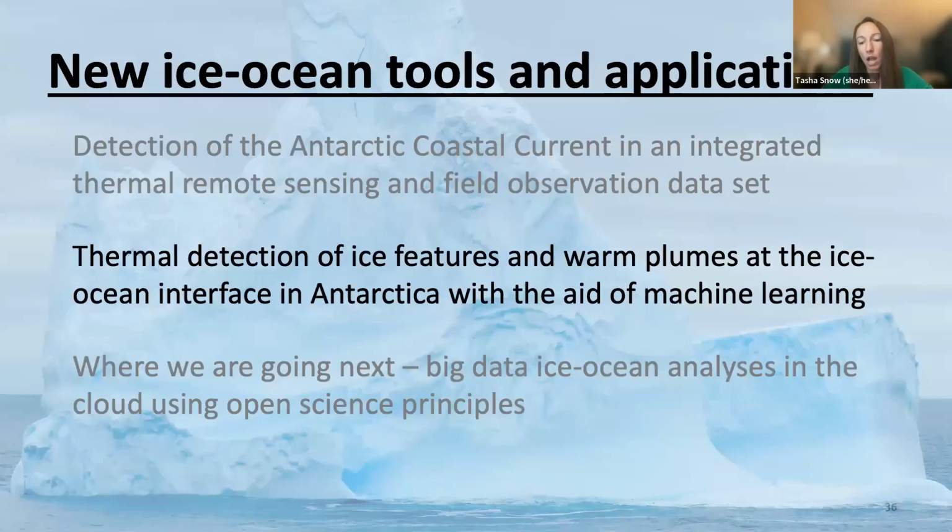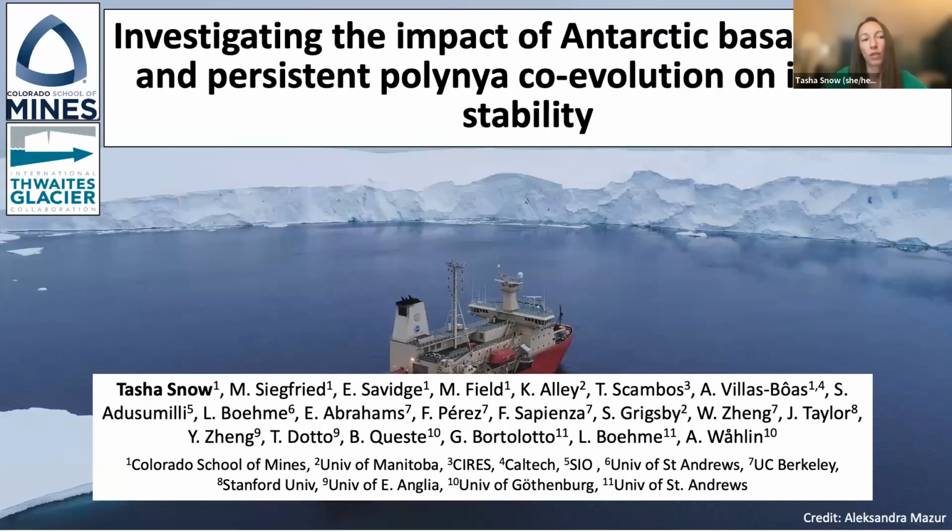Now, moving on, I'll talk to you a bit about how we can study various tiny features around all of Antarctica using the aid of machine learning. This is work that is done in collaboration with the International Thwaites Glacier Collaboration. I'll explain in a moment what basal channels and persistent polynyas are, but we're understanding how these ice-ocean features co-evolve with ice shelf stability.